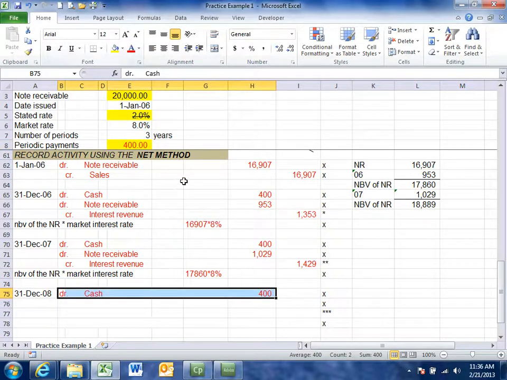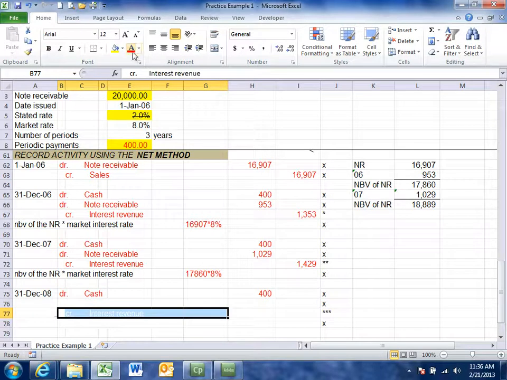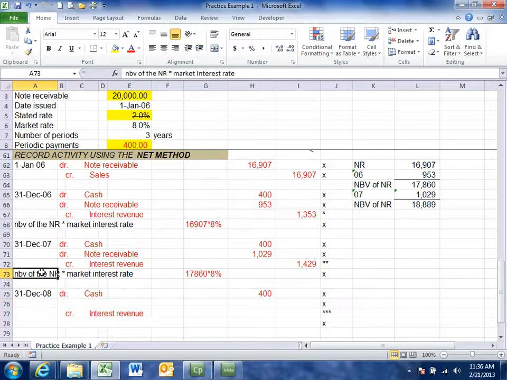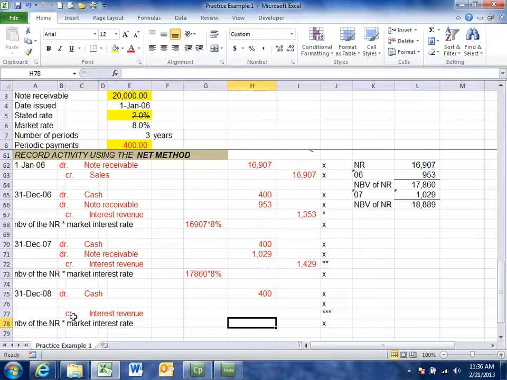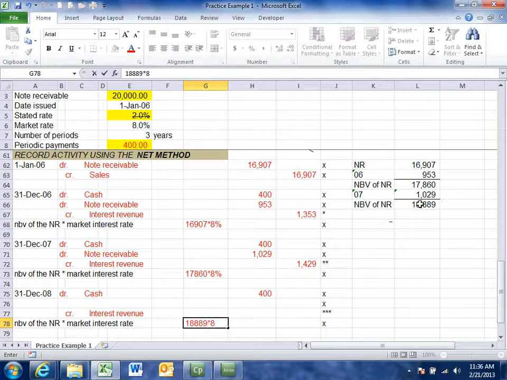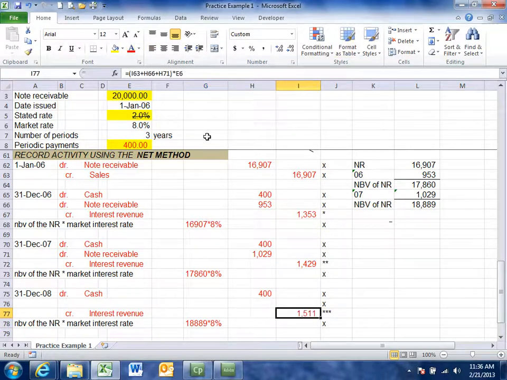Then I'm going to have to calculate and record the interest revenue. Again, interest revenue is a function of the net book value of the note times the market interest rate. And if you look up above, we said that the net book value of the note after the journal entry at the end of 2007 was $18,889. So I take that and multiply it by my market interest rate of 8%, and that will give me my interest revenue for the year, which should be $1,511. Once again, we don't have a balanced entry and I need to plug the difference. Under the net method, that difference simply gets posted directly to the note.